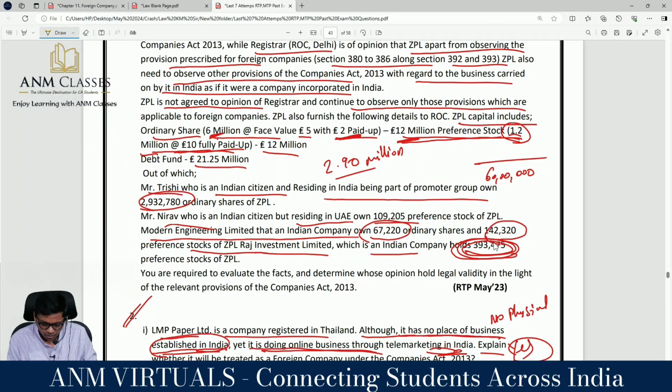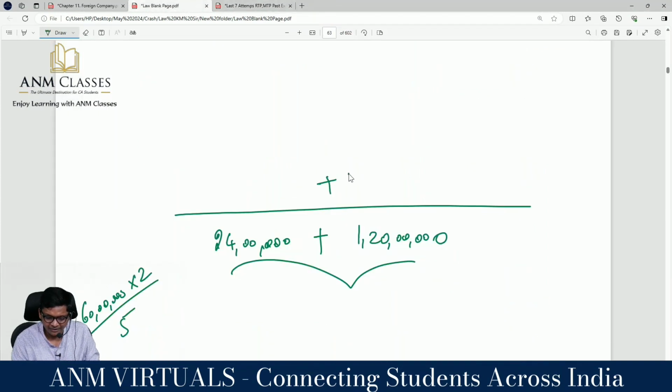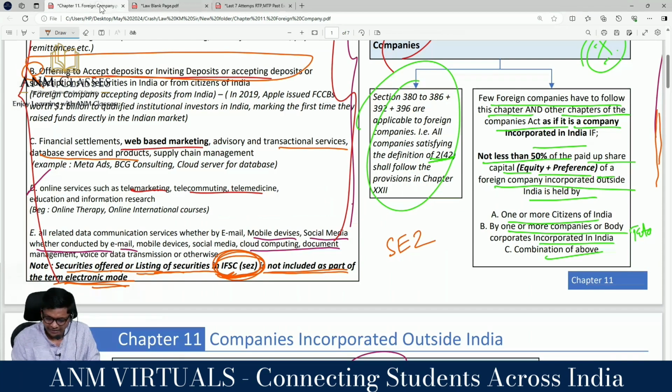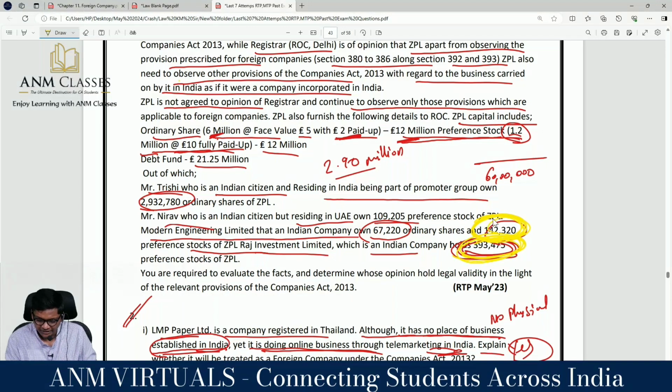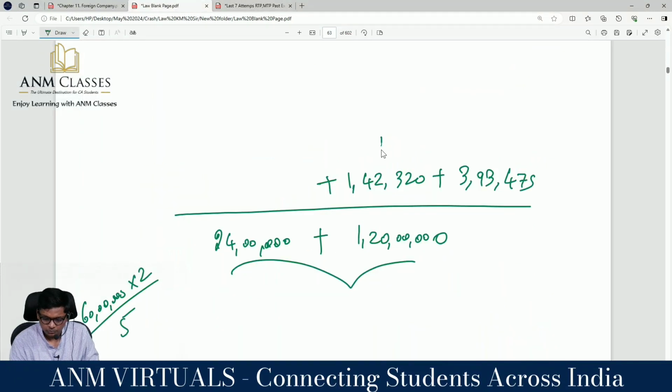You write down preference: 1,42,320 plus 3,93,475. I am writing only preference. We have one more preference. Neerav owns 1,09,205. This is my preference. Just like the denominator here, I am adding on top. Have you understood till here, guys?